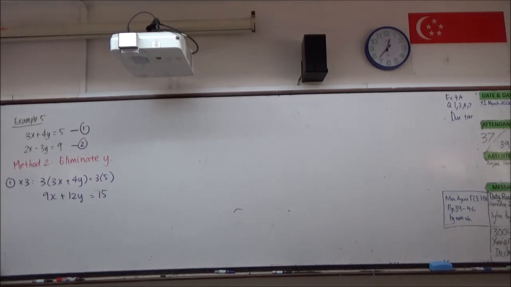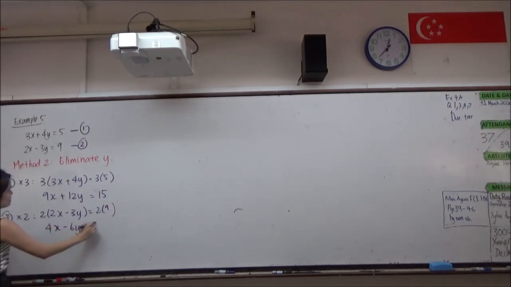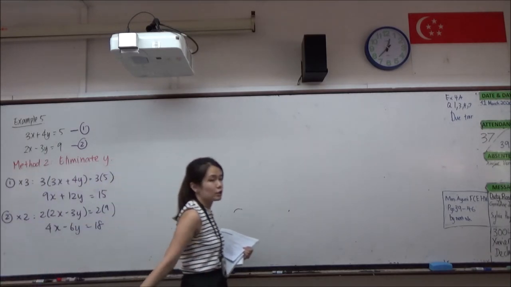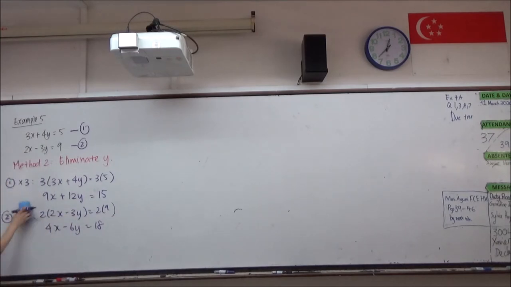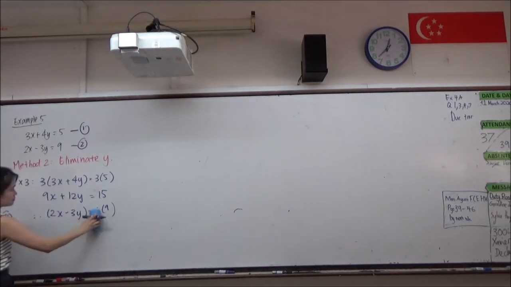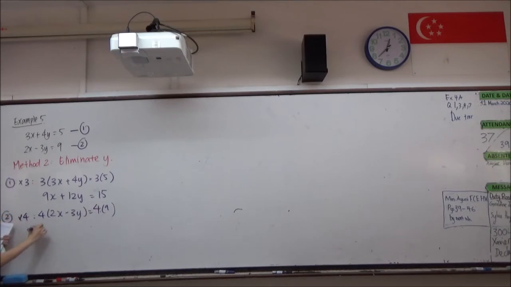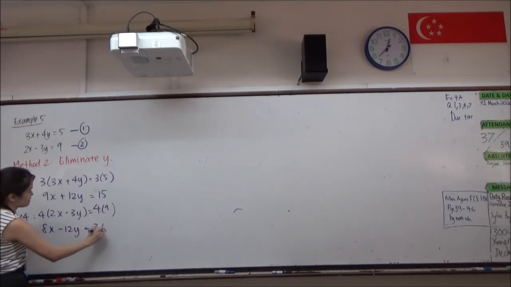Equation 2? Equation 2, then? Times 2? We want to eliminate away y. Equation 2 times 2. If I were to do that, I am getting this. Do these two equations help us in eliminating y? So is multiplying by 2 the correct thing? Then what should we do? What should I multiply by? Yeah, 4. Okay, so multiplying by 4, I will be getting 8x minus 12y equals 36.